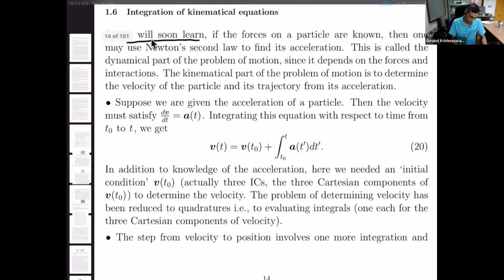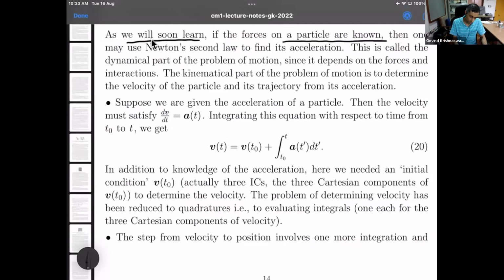As we will soon learn, if the forces on a particle are known, then one may use Newton's second law to find its acceleration. We have already defined the position or location of a particle, its velocity, and then its acceleration. Now, if we know the forces in operation, then it's possible to find the acceleration. This is a consequence of Newton's second law, which we will introduce shortly. This process of using the forces to find the acceleration is called the dynamical part of the problem of motion, since it depends on the forces and interactions.